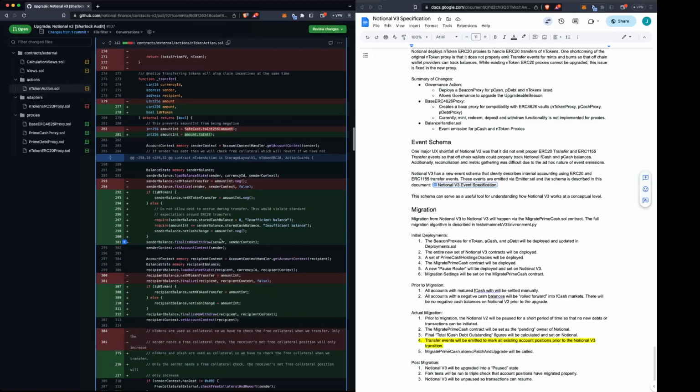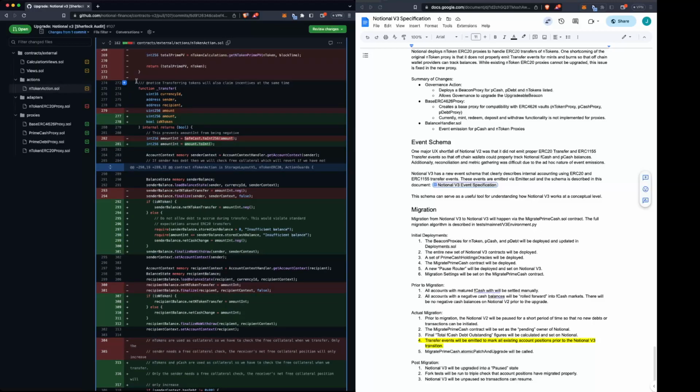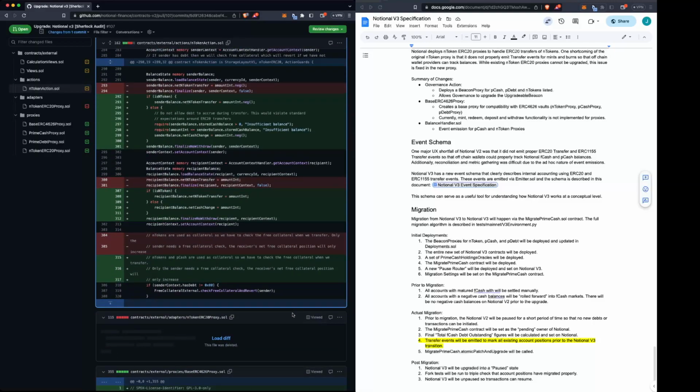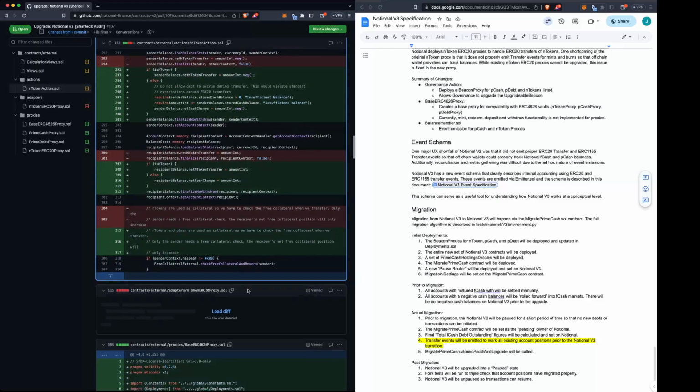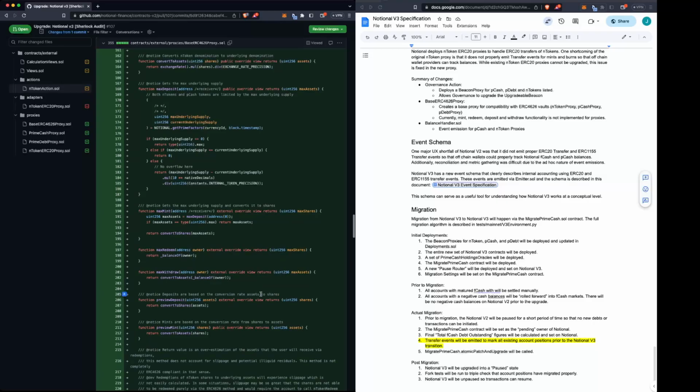Again, in Notional V2, the original audit, there was a critical bug in this transfer function that was found in the Code Arena audit. So even though these changes seem pretty simple, that's usually where tricky stuff gets overlooked. So don't neglect things that look simple.